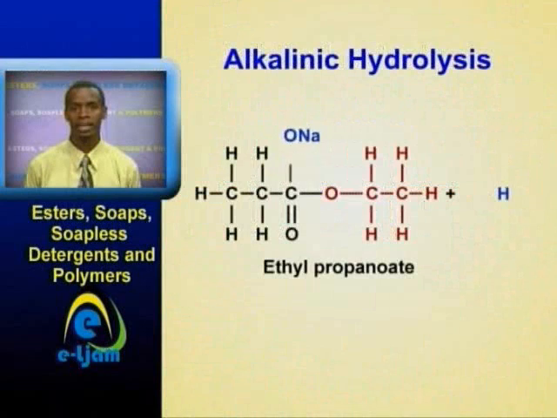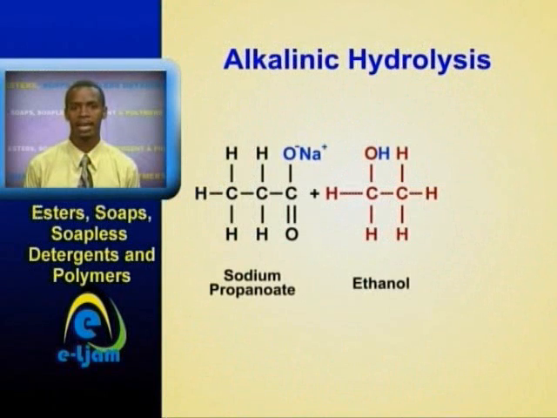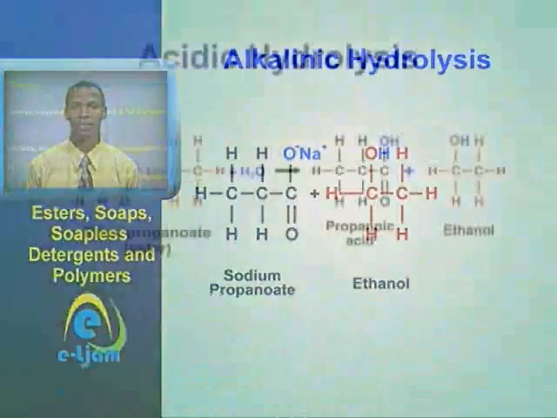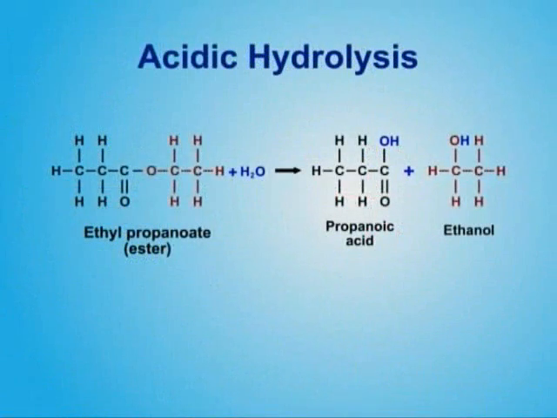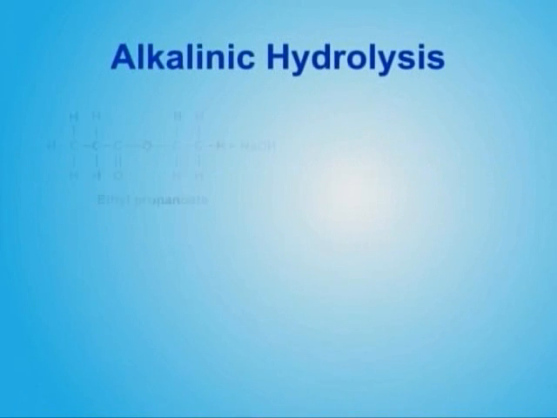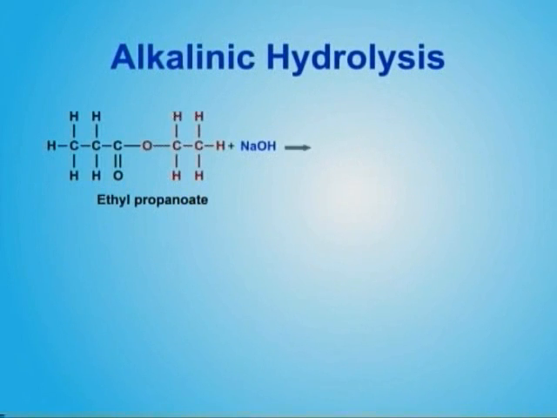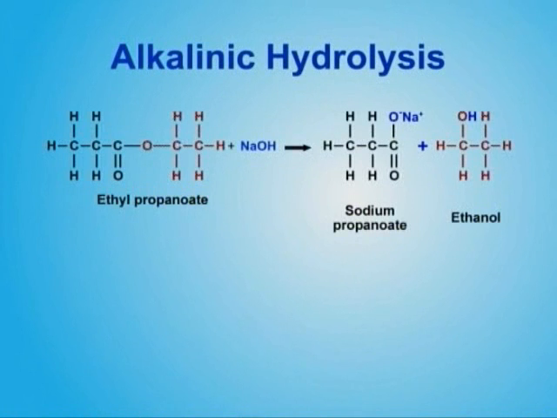Hydrolysis under alkaline conditions results in the acid produced reacting with the alkali to form the salt of the acid. In the first equation, acidic hydrolysis, an acid and an alcohol are formed. But in the second equation, alkaline hydrolysis, a salt of the acid, sodium propanoate, is formed, and alcohol.